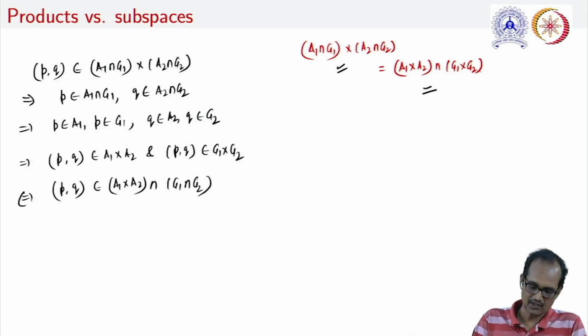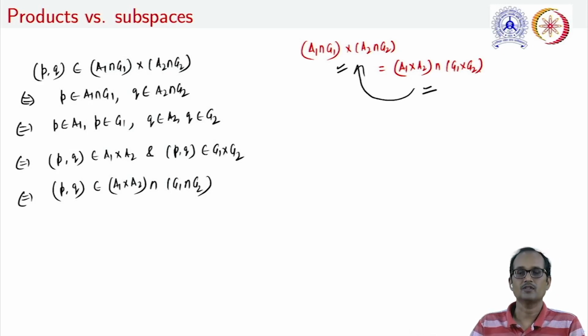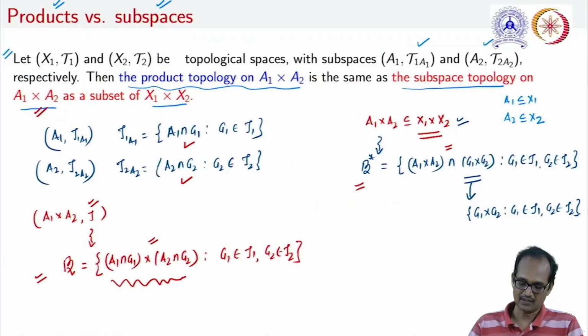And similarly, we can go in the reverse direction and we can justify that this is a subset of this one. It means that B and B star are both the same, and that's the justification of this result, that the product topology on A1 cross A2 is the same as the subspace topology on A1 cross A2 when A1 cross A2 is considered as a subset of X1 cross X2.